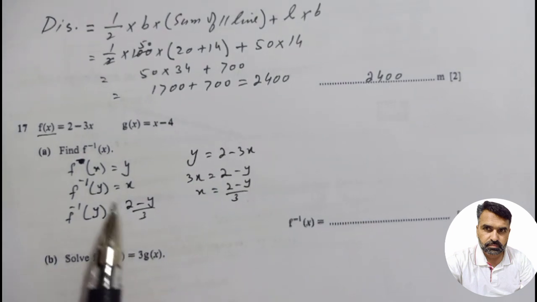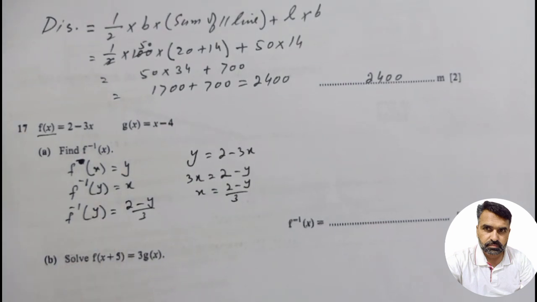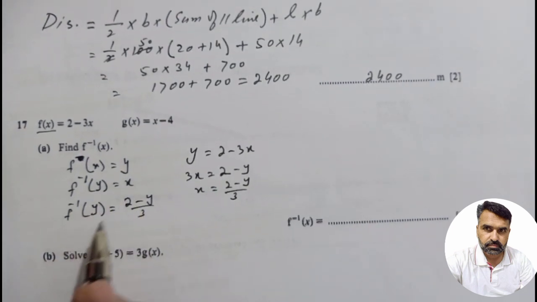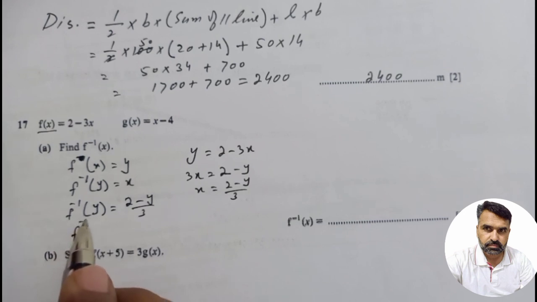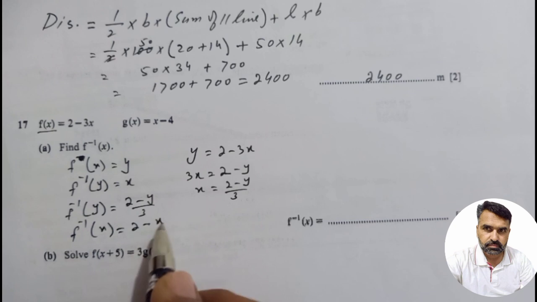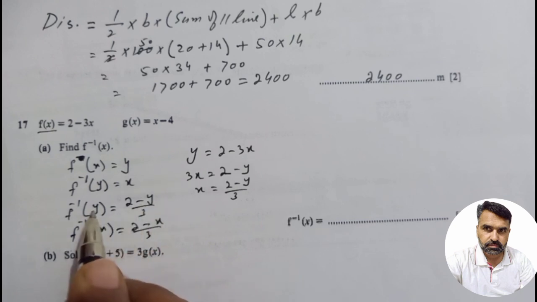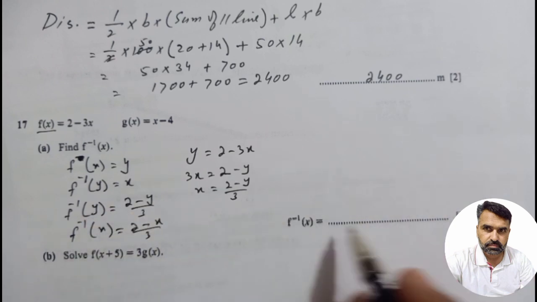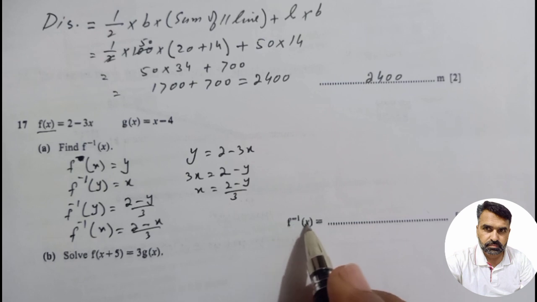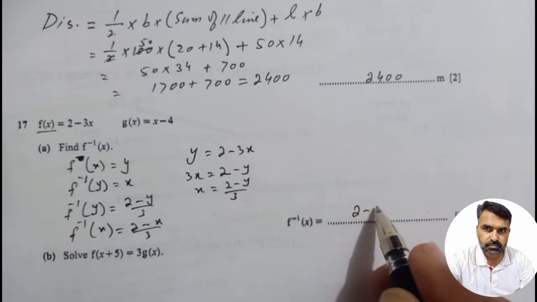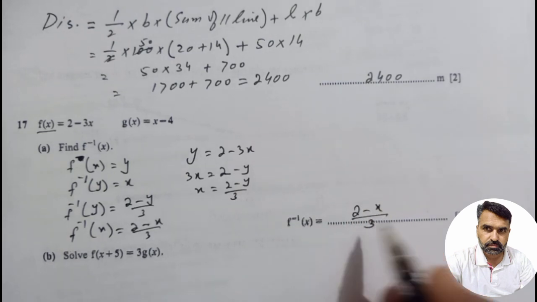And now students, because x and y are dummy variables, we will change y to x, so f inverse of x will be 2 minus x over 3, as we have changed y into x. So f inverse of x will be 2 minus x over 3.